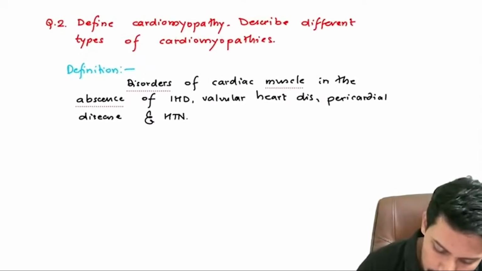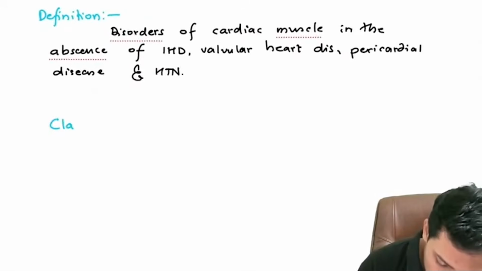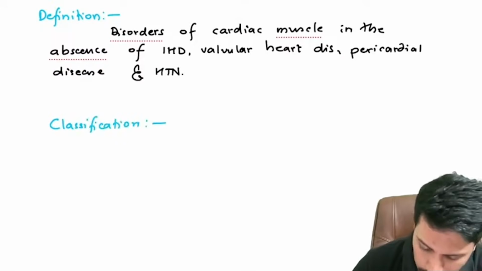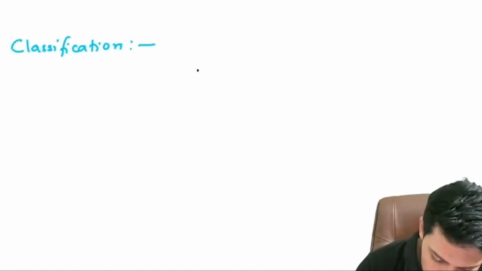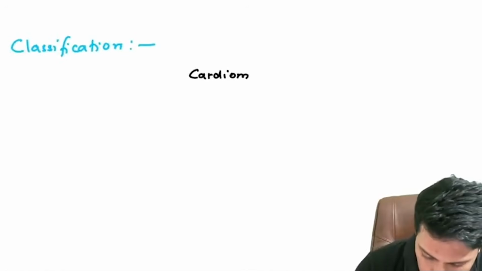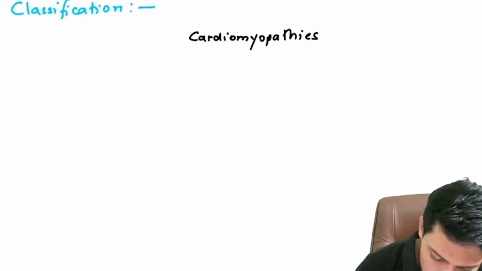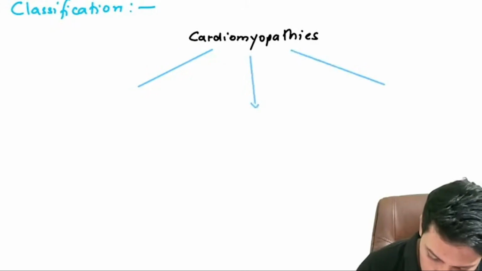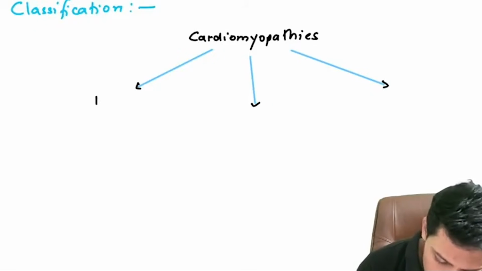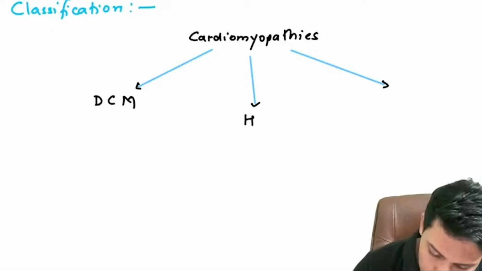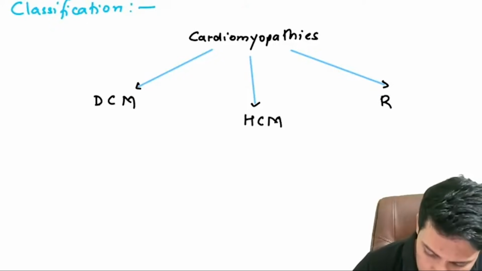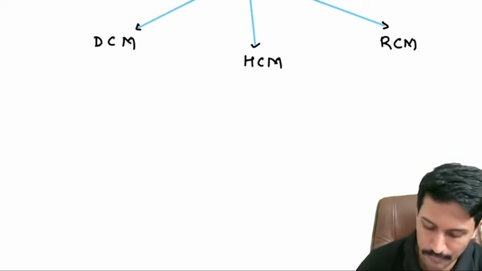Now, how do we classify cardiomyopathies? The cardiomyopathies are classified into 3 major groups. So what are those 3 major groups? The first one is dilated cardiomyopathy or DCM. The second one is hypertrophic cardiomyopathy or HCM, and the third one is restrictive cardiomyopathy or RCM.